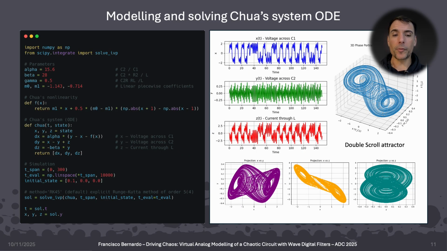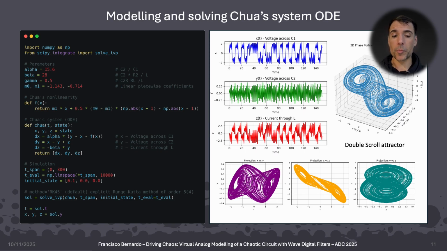You can see on the left panel a Python implementation of the Chua system with the constants, the variables, the Chua diode nonlinearity, and the system of ODEs. The traditional approach to find solutions to nonlinear ODEs is to use an iterative solver, like the Euler methods, the Newton-Raphson method, or the Runge-Kutta solver. We're using the latter here.